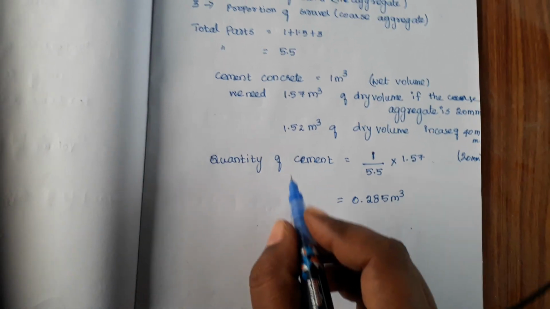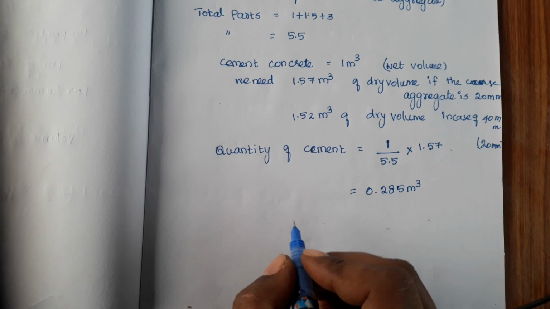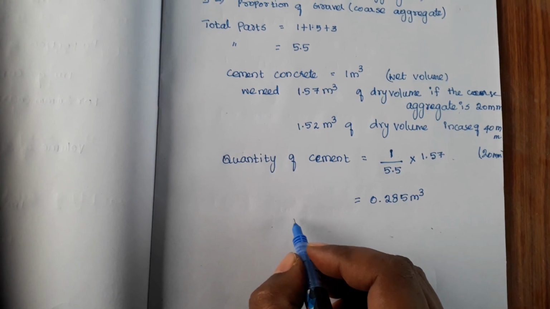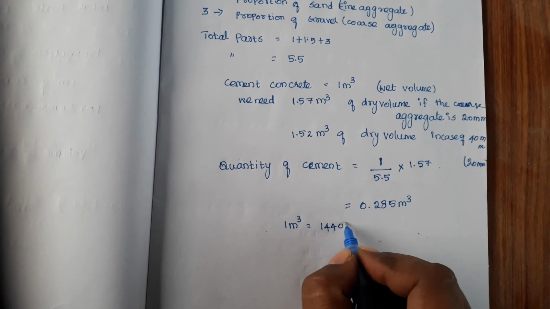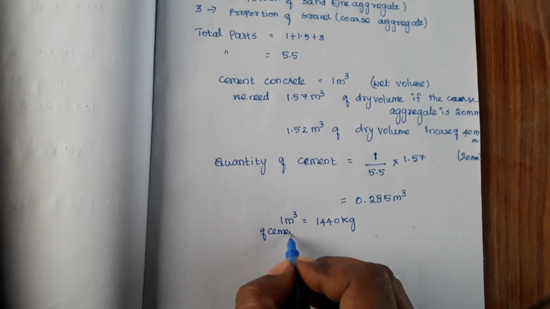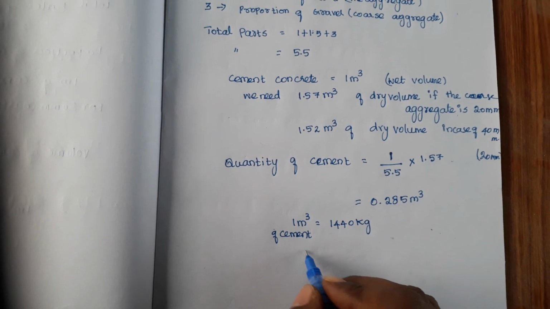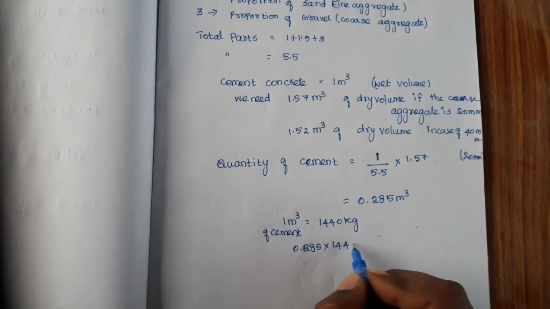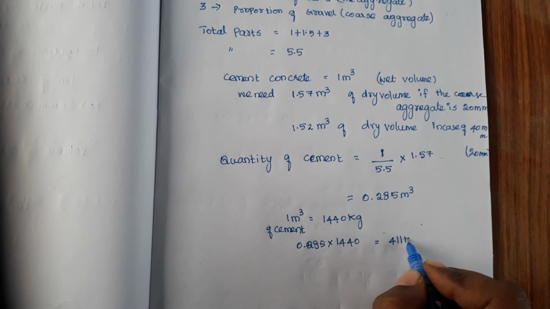We can't state the cement quantity in meter cube, so we need to convert it into number of bags. 1 meter cube of cement is equal to 1440 kg. So now we convert 0.285 into 1440, it is in kg. It is around 411 kg.